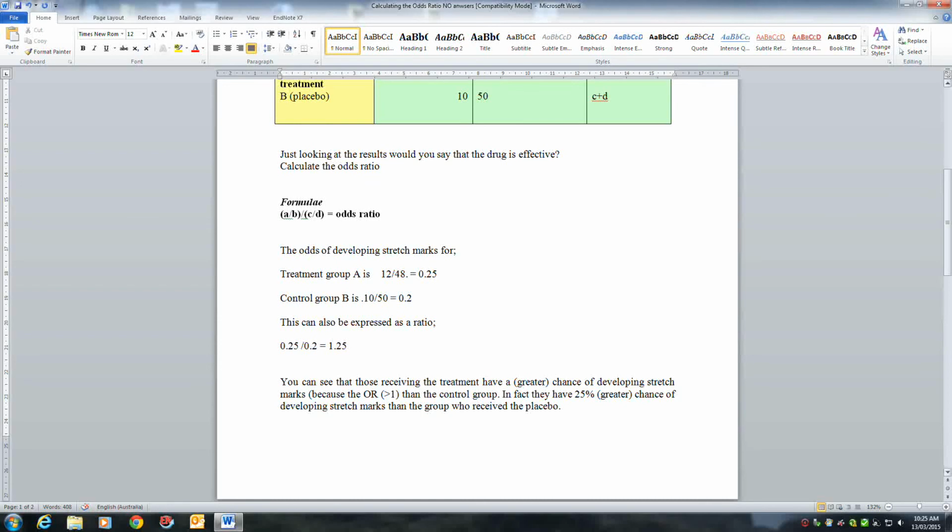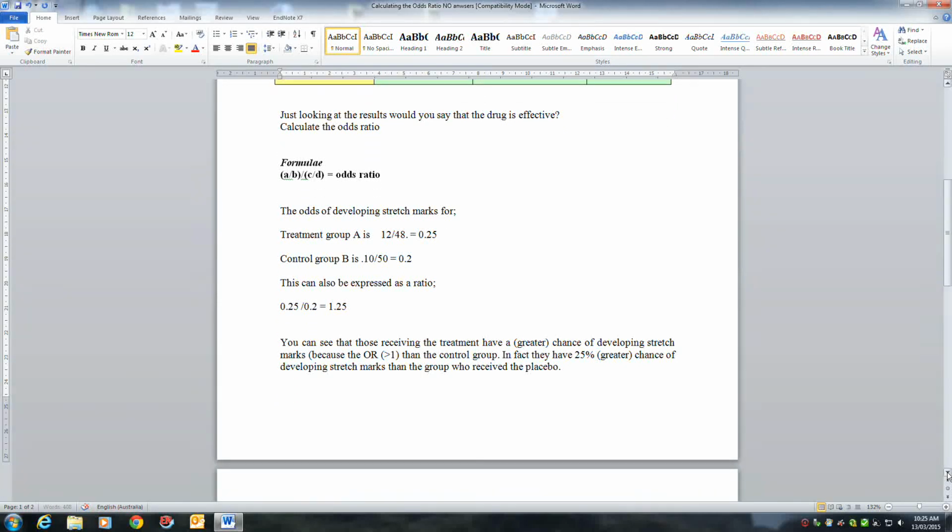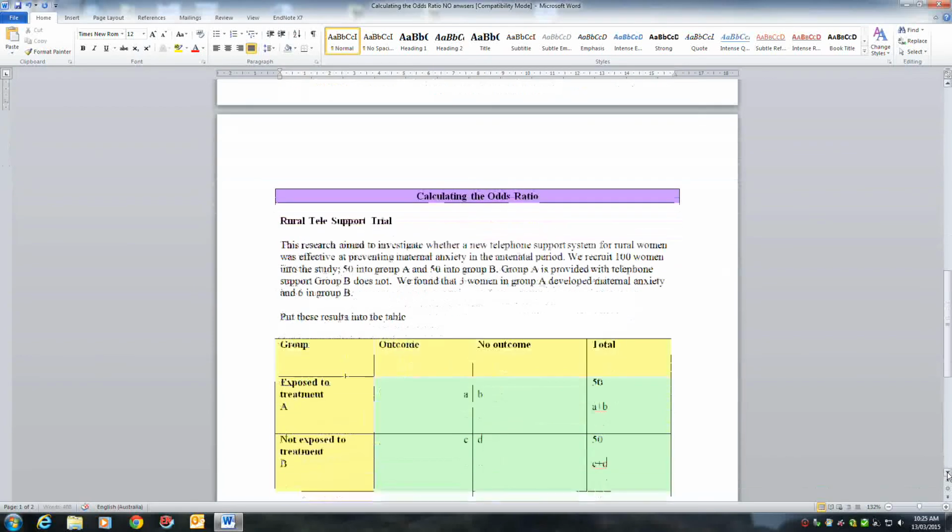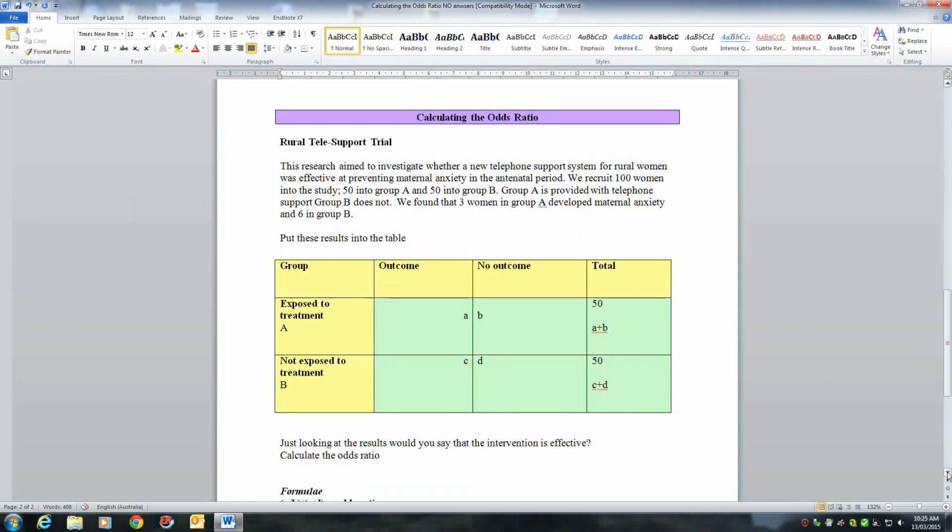So I hope you went well with that example. We'll go through one more. So this next pretend study looked at rural telehealth support. And it set out to investigate whether a new telephone support system for rural women was effective at preventing maternal anxiety in the antenatal period. So we've got 100 women in total in this trial, 50 in each group. So we have 50 in the group who were exposed to the treatment and 50 in the group who didn't get the treatment. So what did we find?